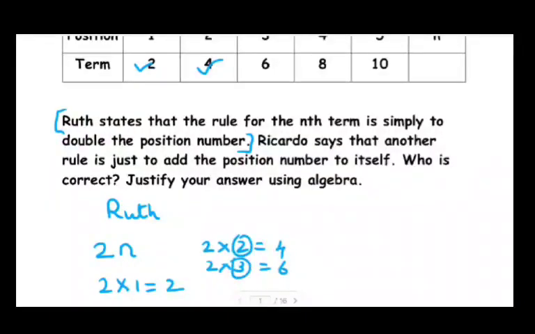This 1, 2 and 3, this is the first position, this is the second position, this is the third position. What does doubling a number mean? Doubling simply means to multiply it by 2. So yes, her rule looks correct.